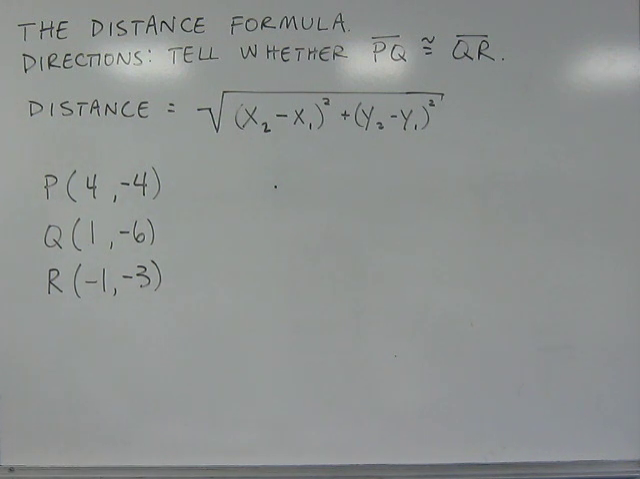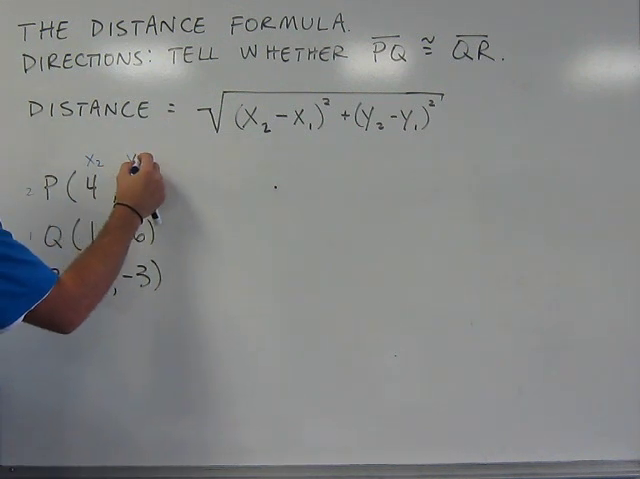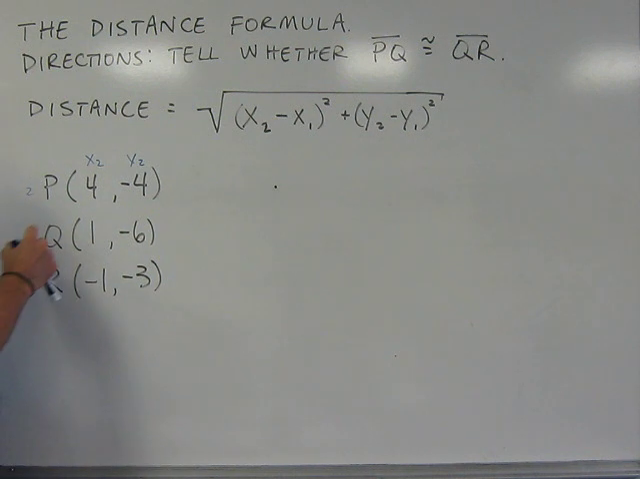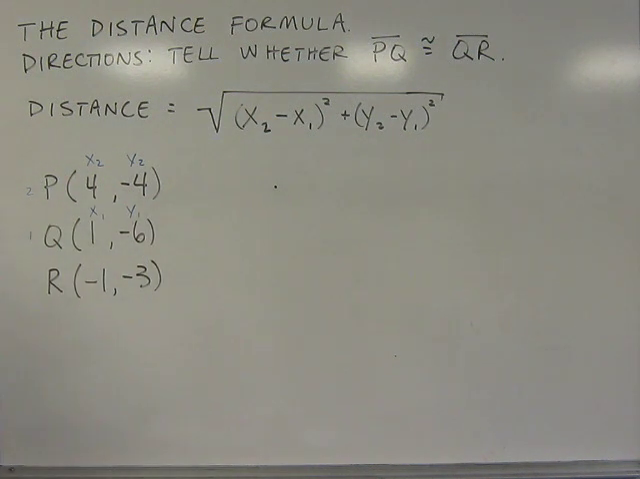So in this case, I'm going to use this as my second coordinate, and this is my first coordinate. So this is going to be x2, y2, and this is going to be x1, y1. I chose this because I knew it would be easy to subtract 4 minus 1. But it doesn't matter which one you use as your first coordinate or your second coordinate.